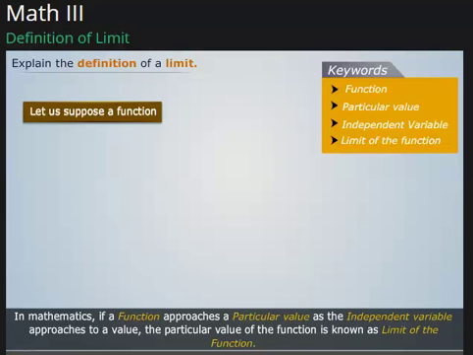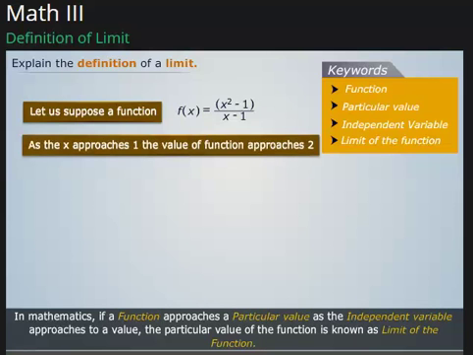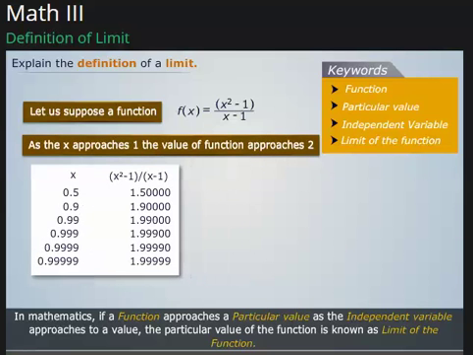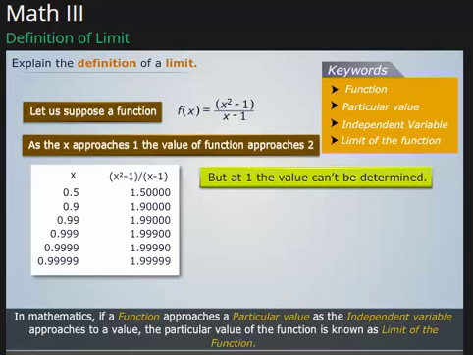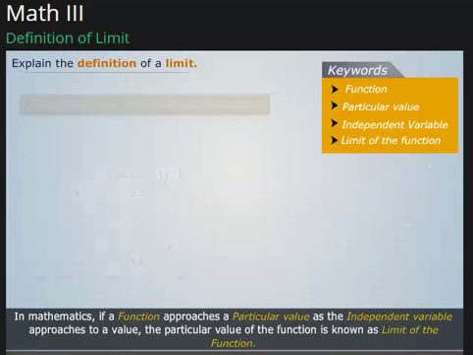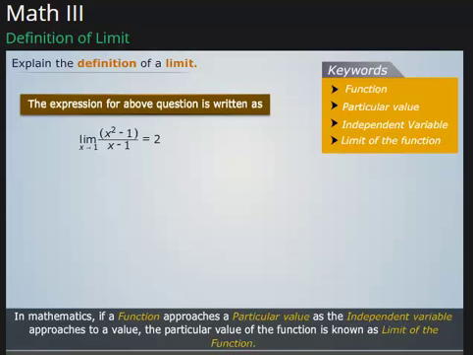Let us suppose a function. As x approaches 1, the value of the function approaches 2. But at 1, the value can't be determined. So the limit of the function is 2. The expression for the above equation is written as.